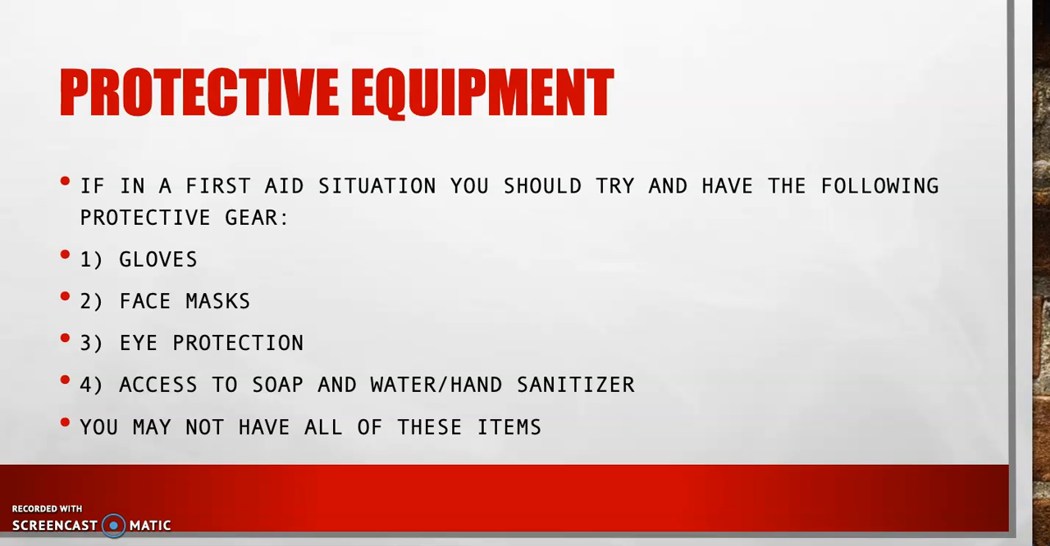Protective equipment. So if you're in a first aid situation, you should try and have the following protective gear. You should have gloves, a face mask, eye protection, and access to soap and water or hand sanitizer after you have helped the individual. You may not have access to all of these items, but if you do, you should use them every time you're performing first aid.